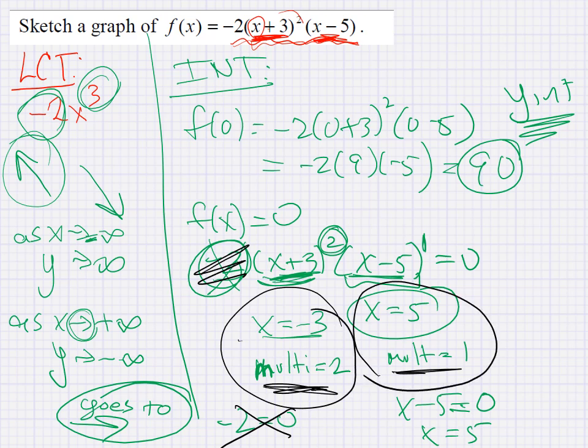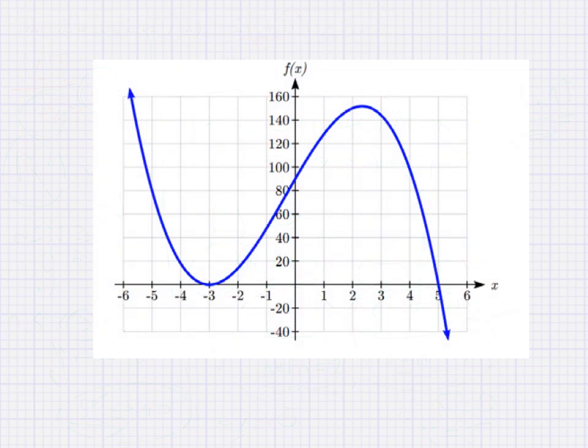So if we put this together to draw our graph, we should notice that this x-intercept will behave differently than this x-intercept. Here, we bounce off the x-axis. Here, we cut through the x-axis. If we plotted our points, we would have negative 3, 0, and 5, 0 as our x-intercepts, and 90 as our y. Now, we would want to do a little bit of checking here because we wouldn't know what the graph looks like yet. I already have the graph in here for you.